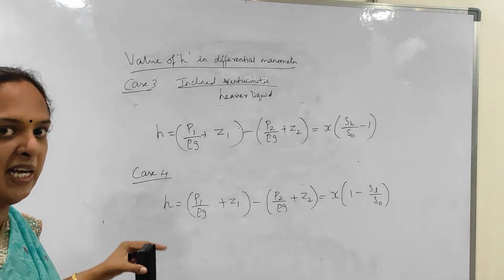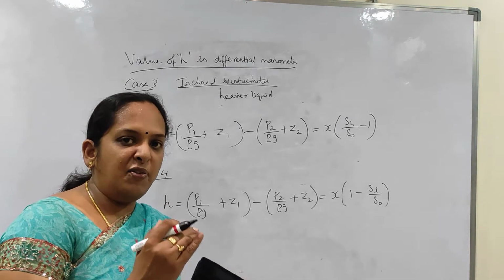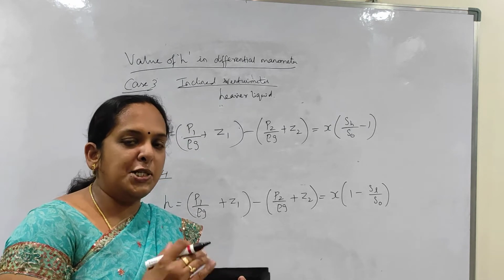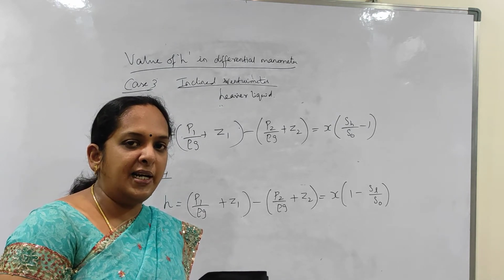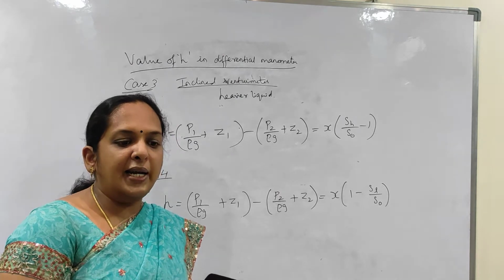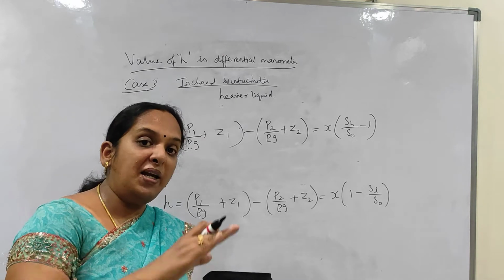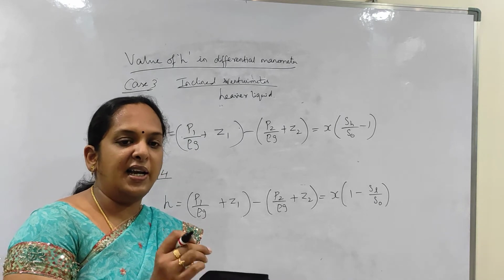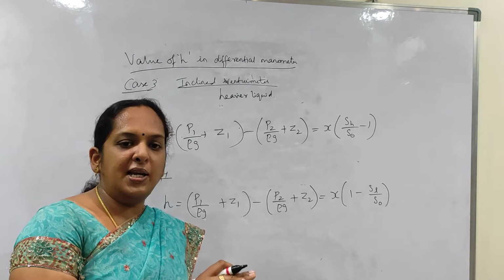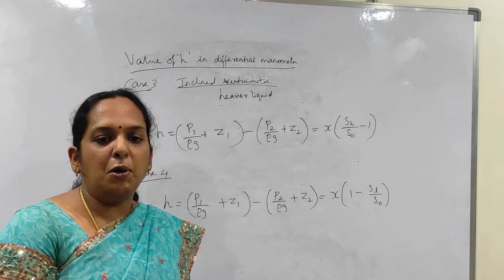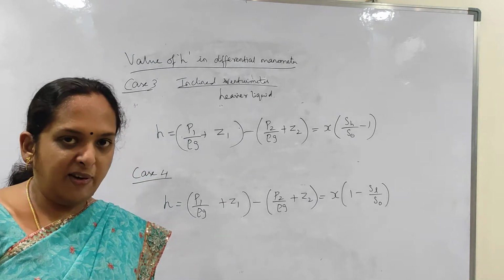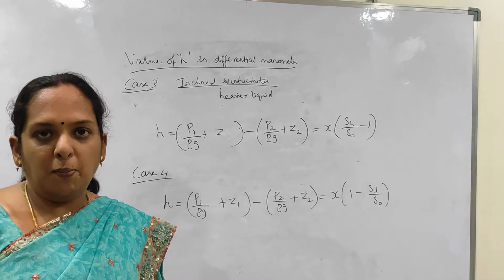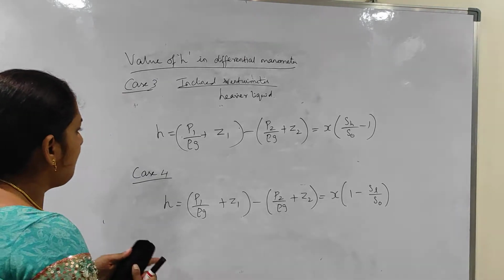So what is your case 1? We were discussing the differential manometer which contains only the heavier liquid. Case 2 is the differential manometer which contains the lighter liquid. Case 3 is the Venturi meter inclined and the differential manometer contains a heavier liquid. And case 4 is the Venturi meter inclined and the differential manometer contains the lighter liquid. So we have seen the 4 cases. Now we will go with the problem.